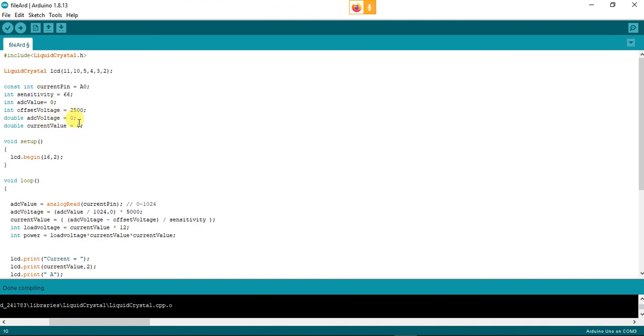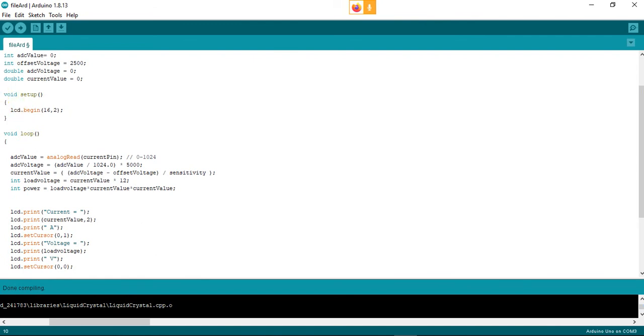And then we have configured some values. I will discuss them accordingly. In our setup method, we have just started the LCD with begin(16, 2), where 16 is the number of columns and 2 is the number of rows, the number of lines in our LCD.